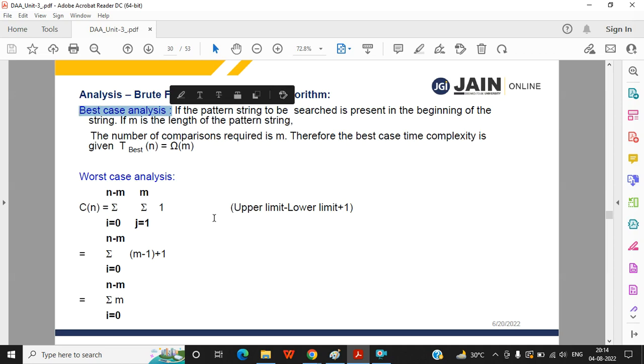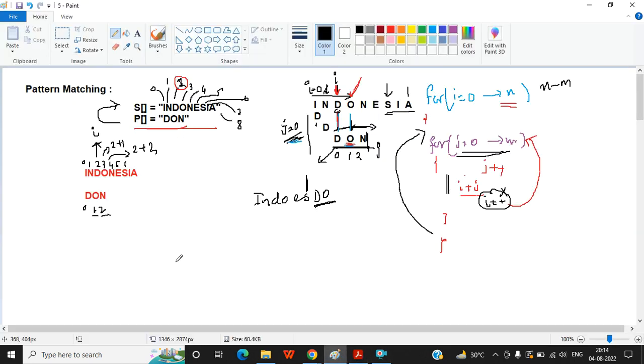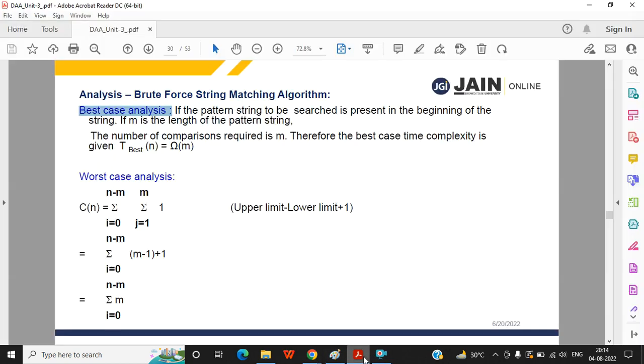Best case analysis. Now, what is the best case? The pattern is found at the very beginning, the very first time. In our case, if it is "don" at the very first place, the beginning of the string, this will be the best case. What will be the worst case? We find "don" at the last three characters. That will be the worst case. And every other case is called the average case.